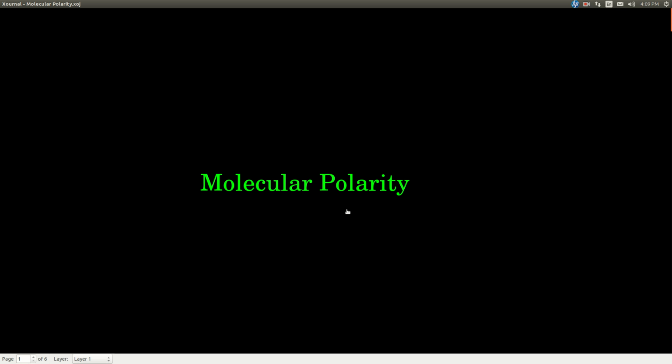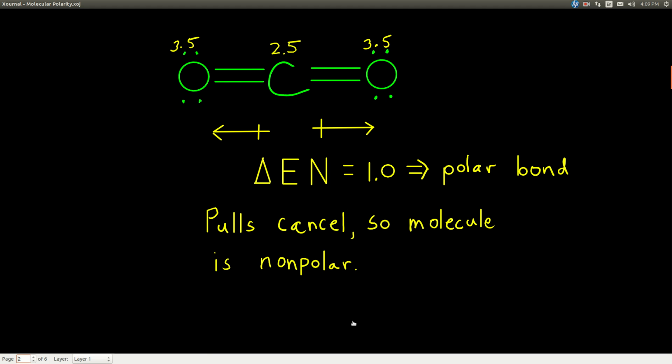With a molecule, it's the same basic idea, except there's most of the time going to be more than one bond, and whether or not the molecule is polar or not depends upon all of the bonds in the molecule. Let's see. So let's just start out with some examples.